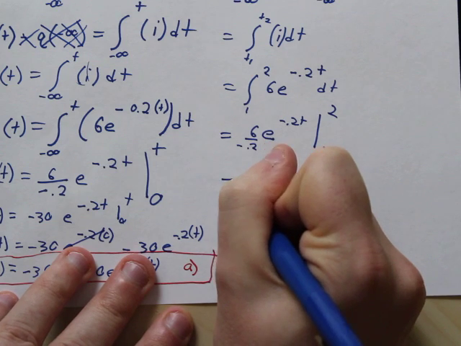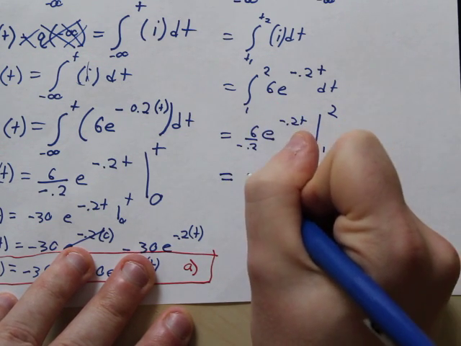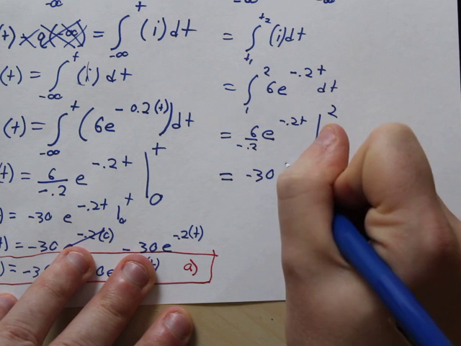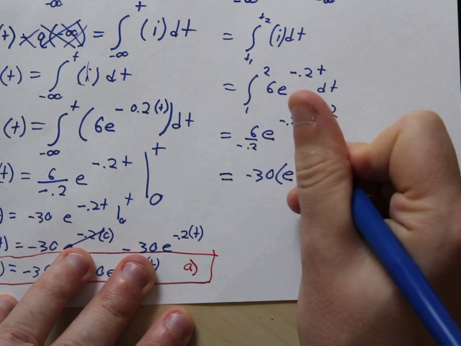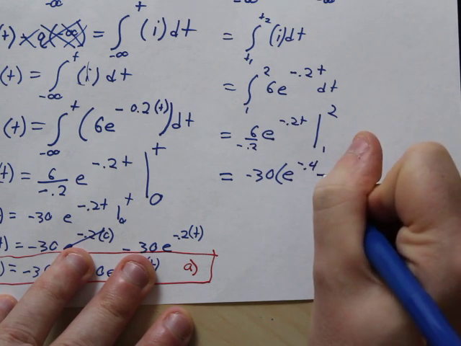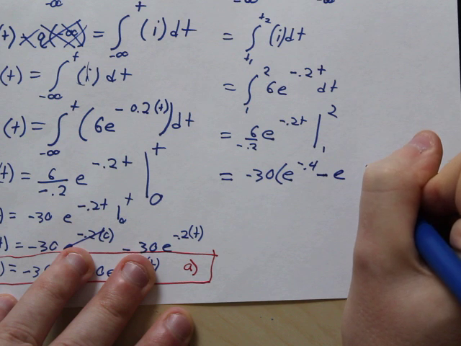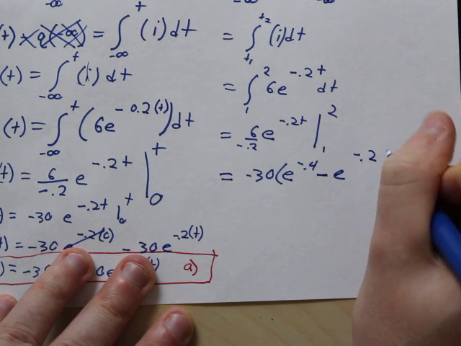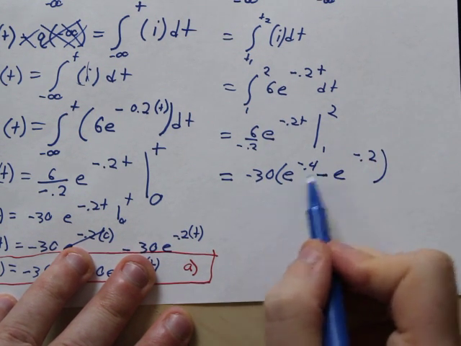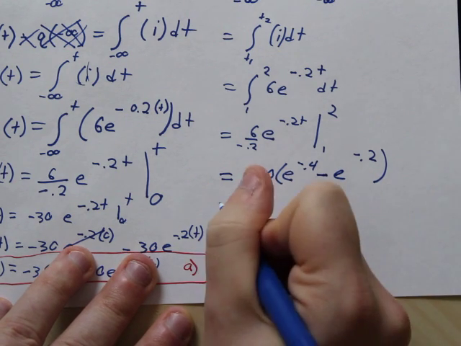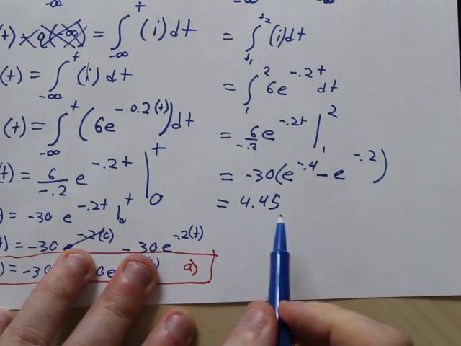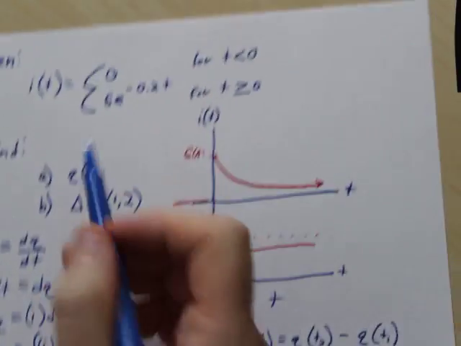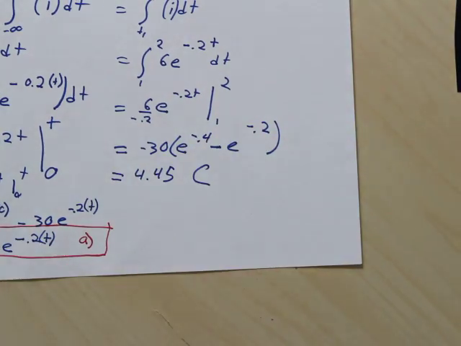And so that's going to equal, over here, we've got minus 30 times e to the minus 0.4 (2 times 0.2) minus e to the minus 0.2. So these are numbers. So this can be solved in a calculator now, and that's going to give you 4.45. And what are the units that we're using again? We're in charge. And the units for charge are coulombs. So we're going to put C for coulombs. And that's the answer to this problem.